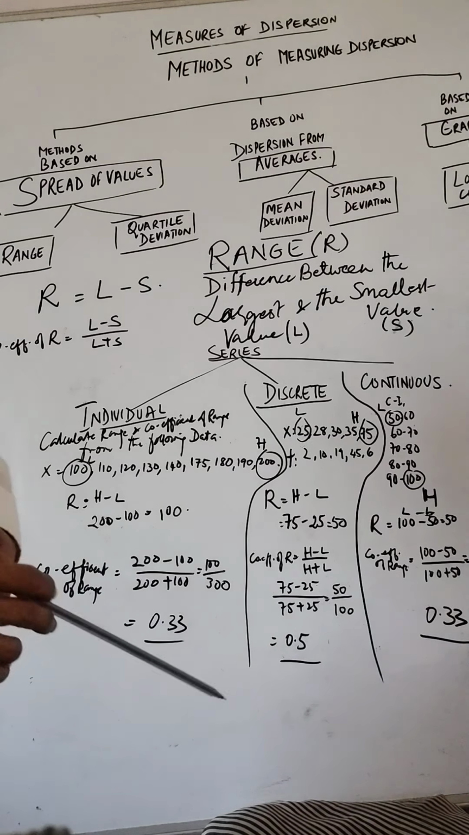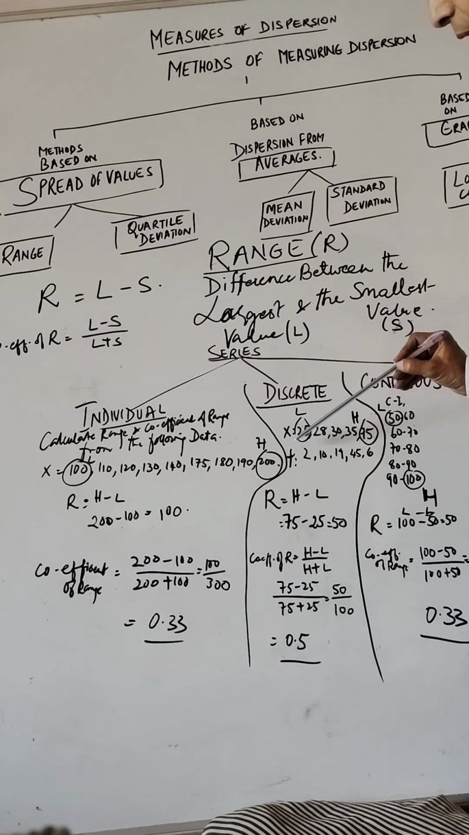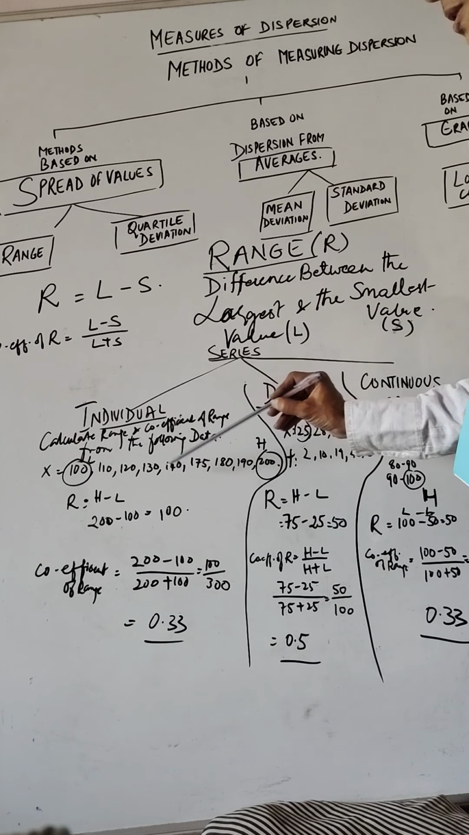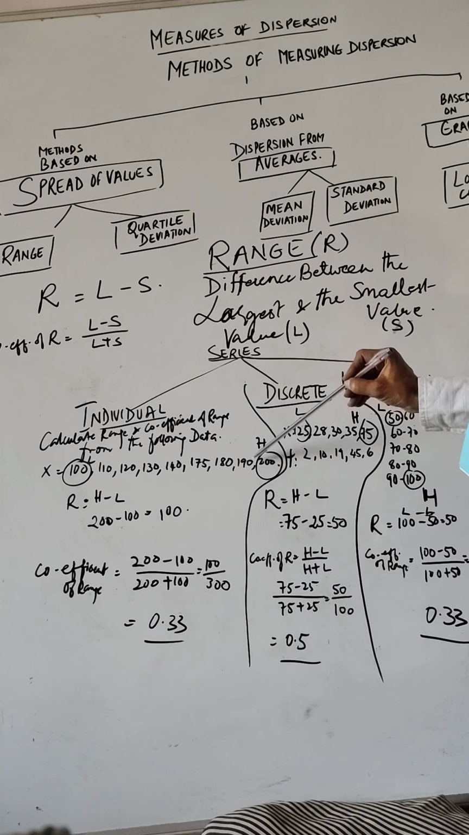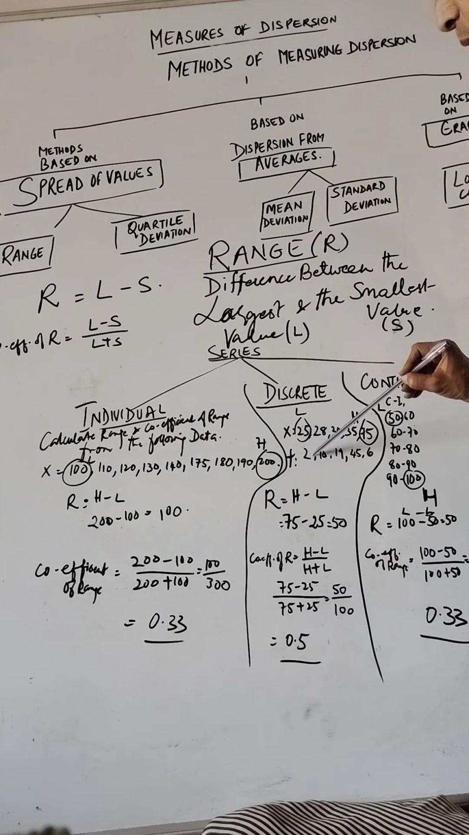So what is a discrete series? First of all, in the discrete series, we are given the variables, x is the variable, and we are also given the frequencies. Here in the individual series, the variables are listed singly. Here they are with their corresponding frequencies. How many times? For example, if 25 has a frequency of 2, that means 25 appeared 2 times.